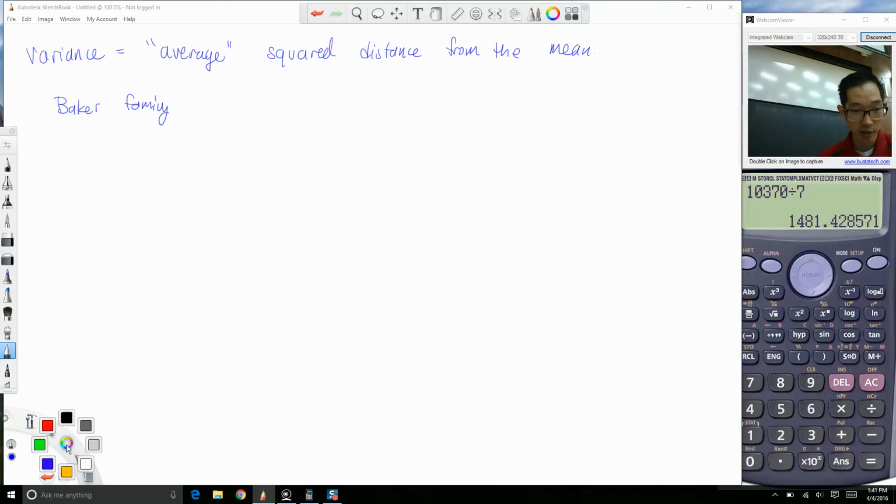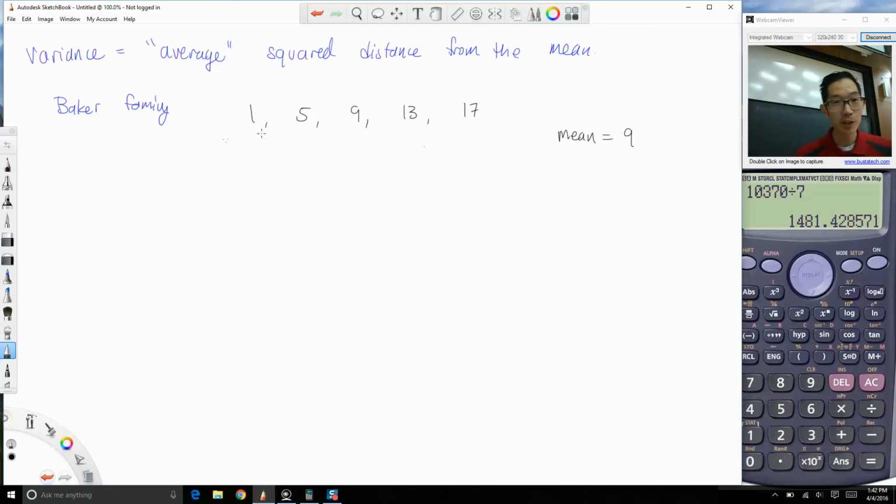Their ages are 1, 5, 9, 13, and 17. It appears they really planned this out. The mean age is 9, and we can verify this: we could add these up, divide by 5, and we would get 9. So what we're going to do is take the distance from the mean.